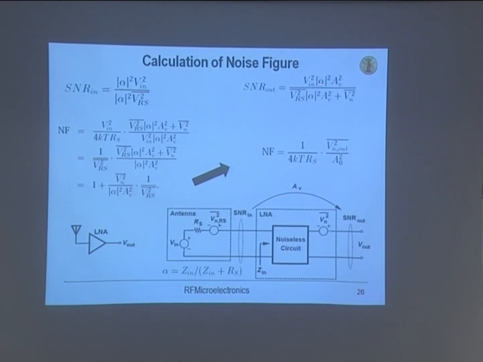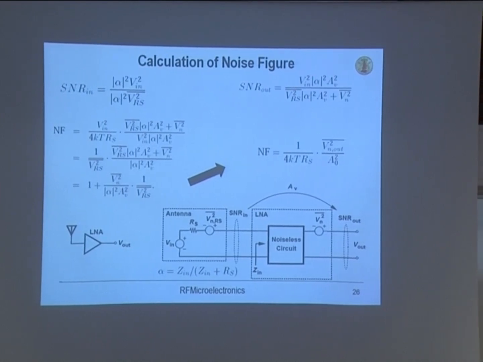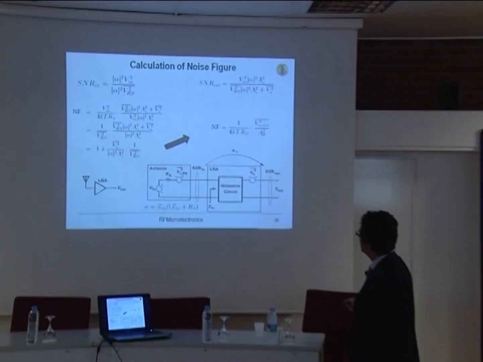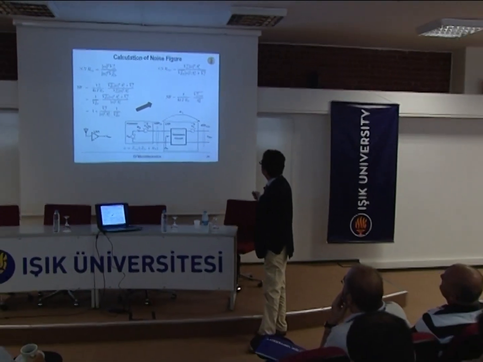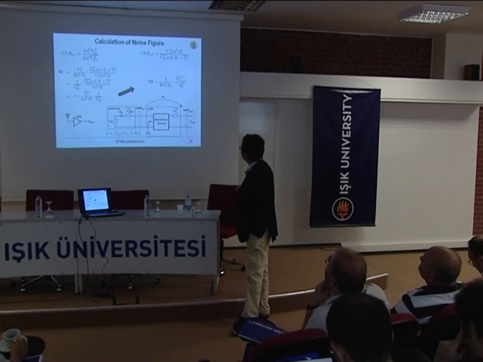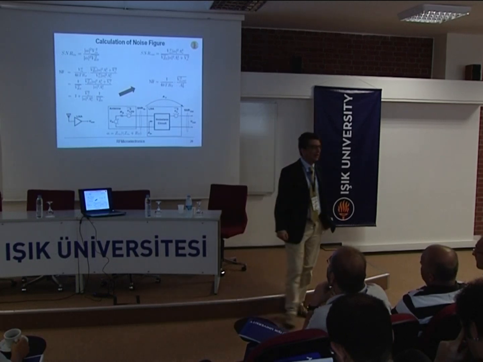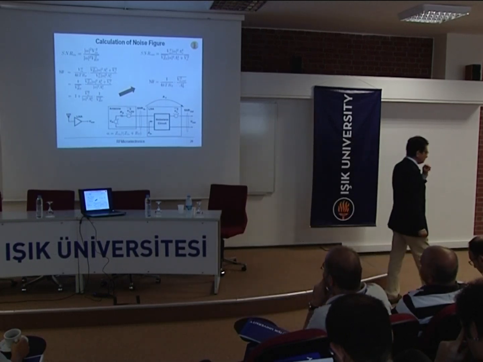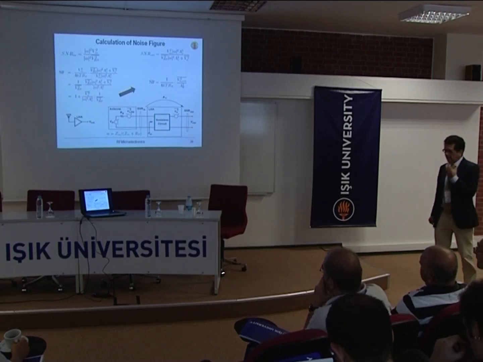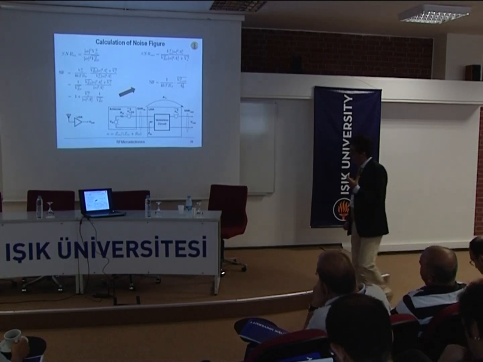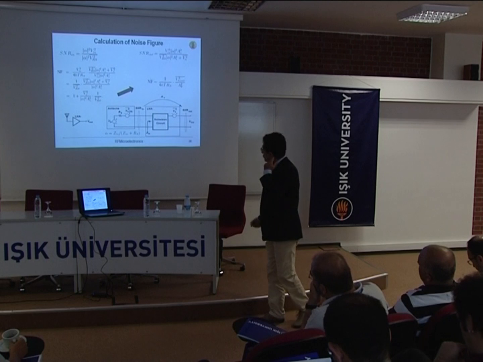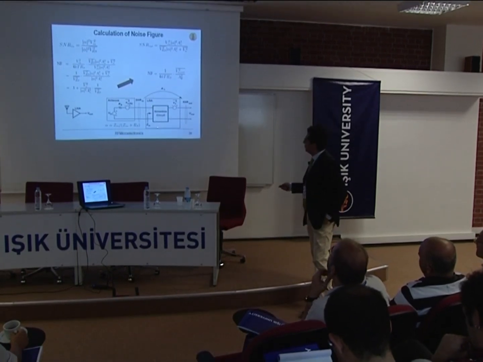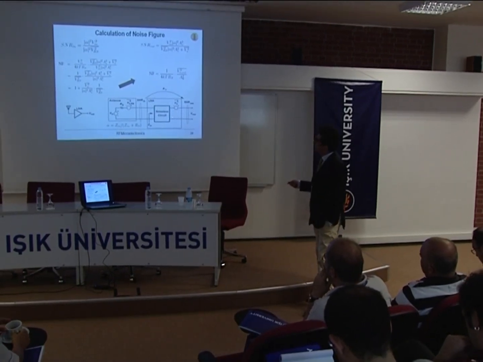So Vin squared, alpha squared, AV squared. This is the output signal over the output noise: V squared RS, alpha squared here, times the gain AV squared, plus V squared N. What is V squared N? We assume to have the noise of interest attributed to the circuit at the output of the circuit itself.